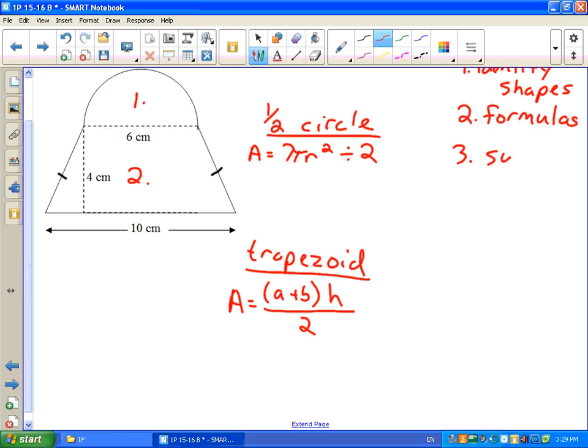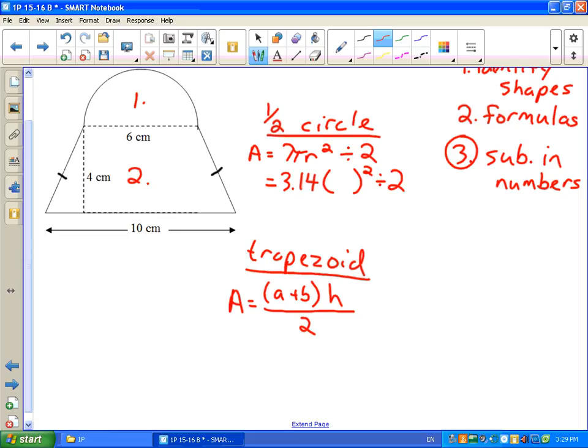That's the next step, number 3: sub in numbers to these formulas to get our areas. This is sometimes the tricky step, because we're not always given all of the numbers that we need. Let's look first at our half circle. Pi r squared divided by 2. I know pi is 3.14. I need my radius so I can square it and then divide by 2. Now, what is my radius?